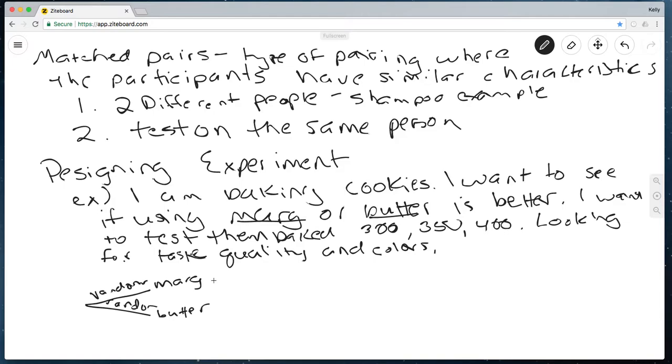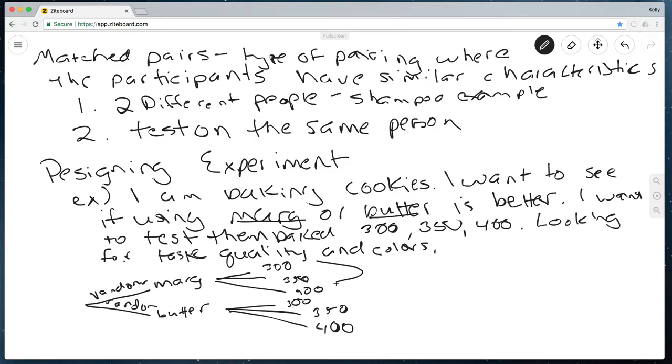From here, the margarine has to go at 300, at 350 and at 400. And same thing for butter. Remember, we're having to keep it constant. We have to keep as much the same as possible.